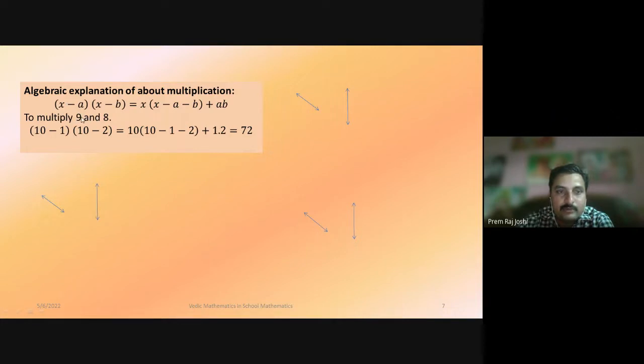Likewise, if we want to multiply 9 and 8, here we do it like this. In place of 9, we write 10 minus 1. In place of 8, we write 10 minus 2. So here x means 10, a means 1, and b means 2. If we put the values in, we get 72. So it implies that this kind of multiplication agrees with the algebraic multiplication as well.